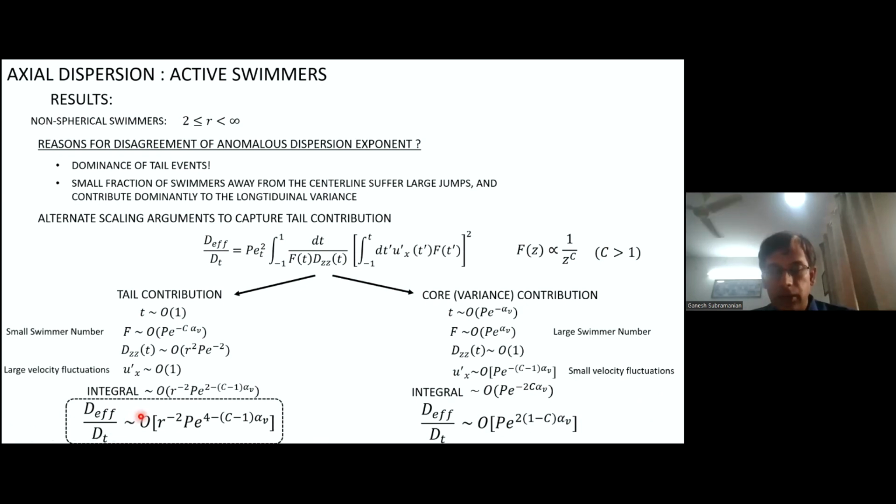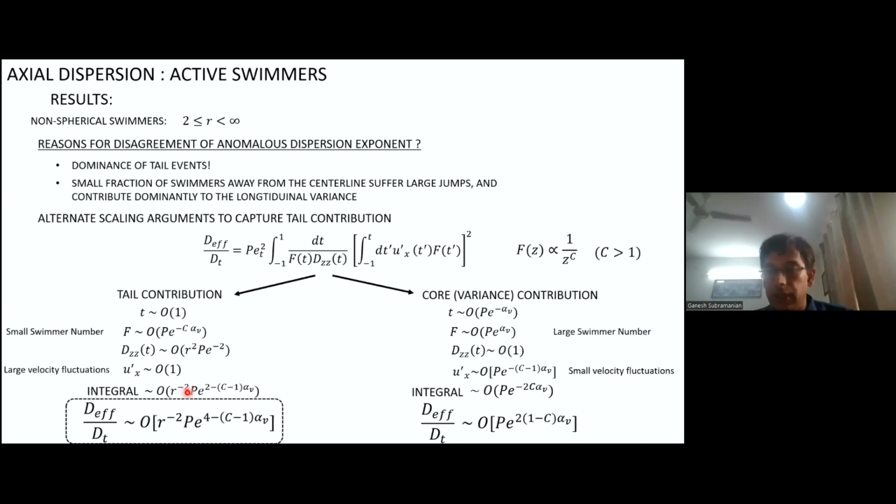And it turns out that the exponent is the following. You can see that it's 4 minus c minus 1 times that variance exponent. And I want to remind you that c is greater than 1 when the aspect ratio exceeds 2, because the concentration profiles are no longer integrable, which means that that exponent is less than 4.